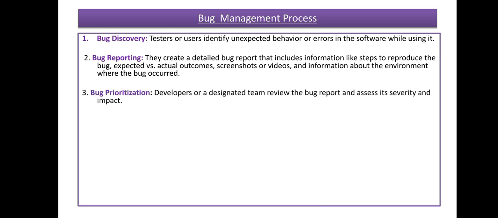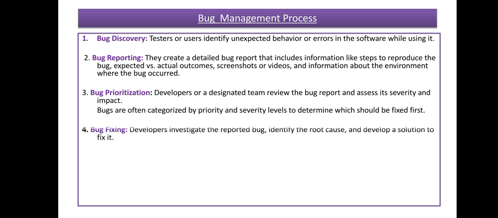Then we have identified n number of bugs. Some bugs are very important, and their effect is very serious, so we have to give priority to those. We have to identify the priority among the available bugs. Then bug fixing: investigate the causes, identify the root cause, and develop a solution to fix it. That is eliminating the defects.